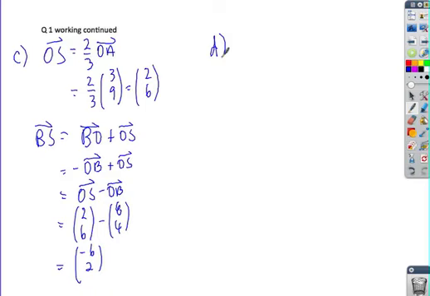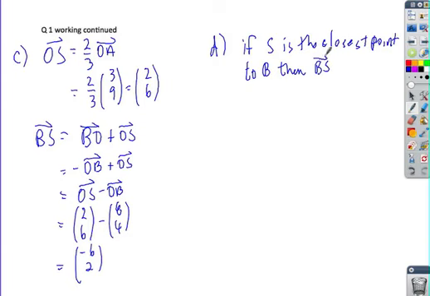If a point is the closest point to a line, the thing that you have to know, and again you might have seen it or heard it before, is that it must be the perpendicular distance to that line. So essentially what we're saying is, if S is the closest point to B, then BS should be perpendicular to OA.